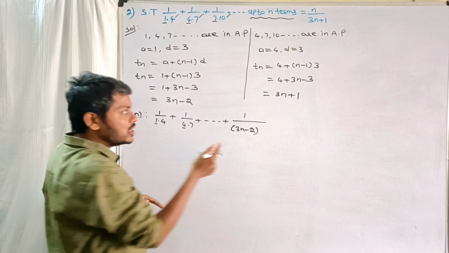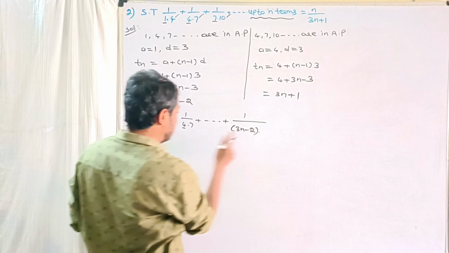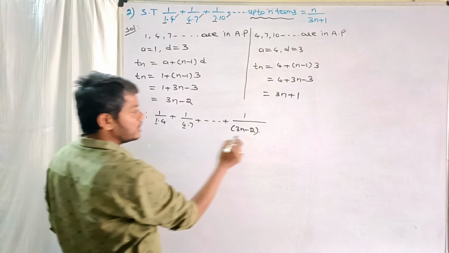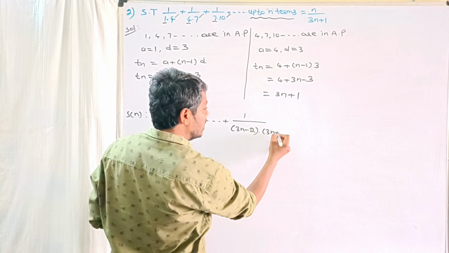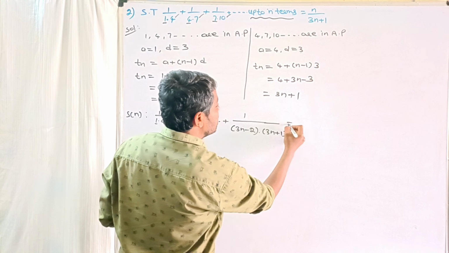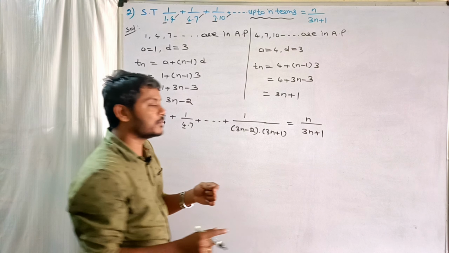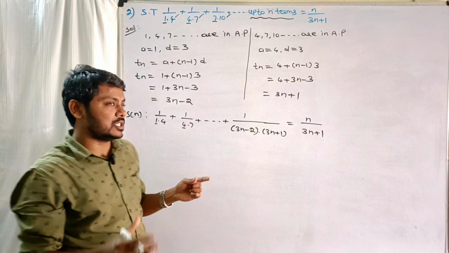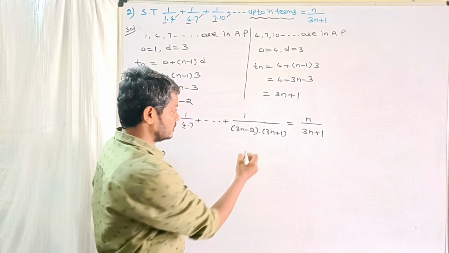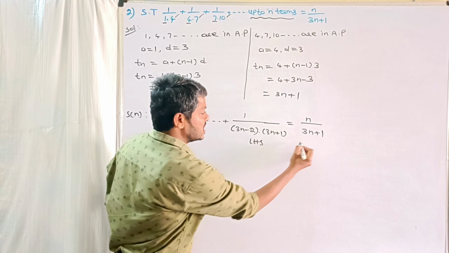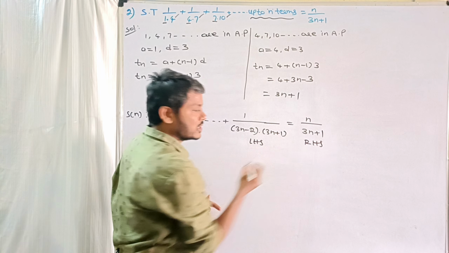For the second term, what is the nth term? 3n plus 1. The product of the terms 1 by (3n minus 2) into (3n plus 1) is equal to n by 3n plus 1. Okay, so this is our statement. Now, which is LHS and which is RHS?